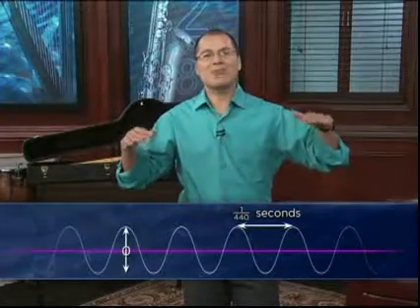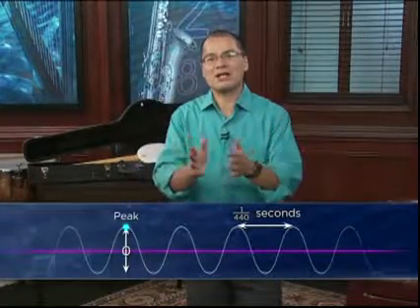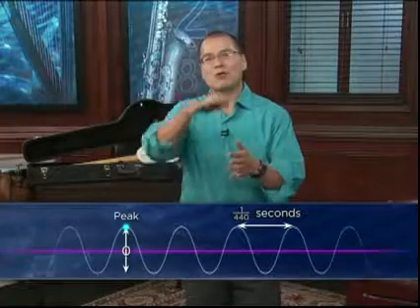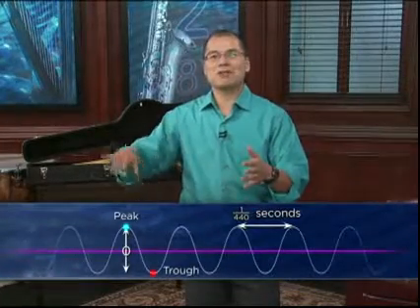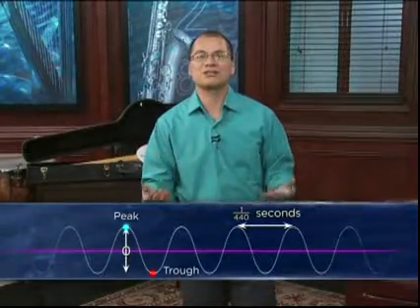Now the vertical axis here is pressure. The 0 in the middle is atmospheric or ambient pressure, and when you have a peak, that's where you have higher pressure, where the air molecules have compressed and are at higher pressure. And where you have a trough, that's below ambient pressure, and that's where the air molecules are more spread apart. That's called rarefaction.